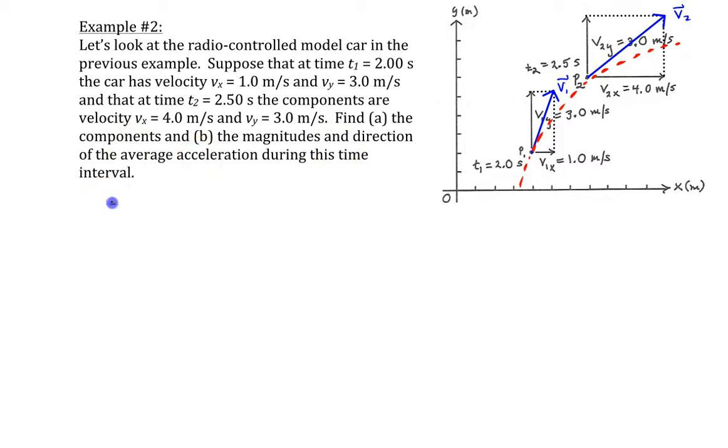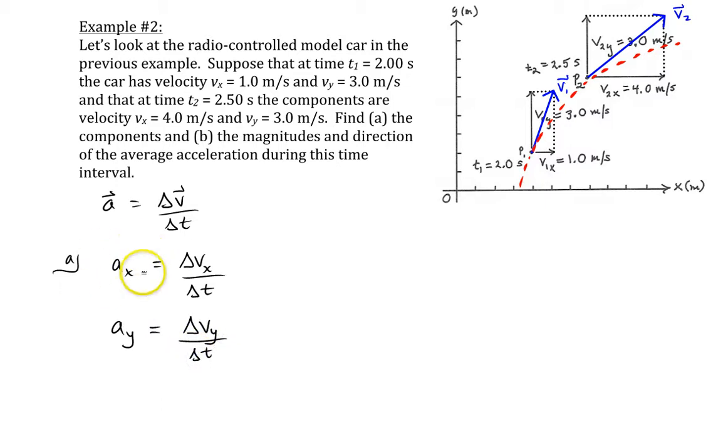So if you recall, the definition for acceleration is the change in velocity over the change in time. Now that we're looking at an object moving in two-dimensional motion, we can break up that acceleration along its x and y directions. So let's find the acceleration along the x-axis, which would be the change in velocity along the x-axis divided by time. And let's find the acceleration along the y-axis, which is the change in velocity along the y-axis divided by the time. So to find the components of the average acceleration along the x and y axes, we're going to need to find the change in velocity along each axis.